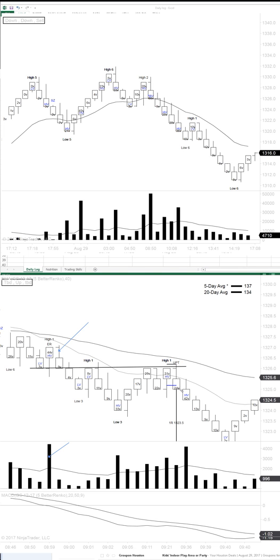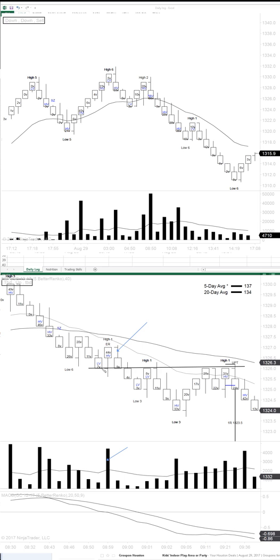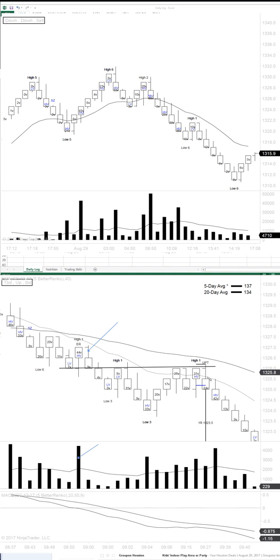What's that telling you? That means this is a resistance from an area that broke down. So this is an excellent shorting opportunity. And once it up thrust, more selling comes in to go lower.